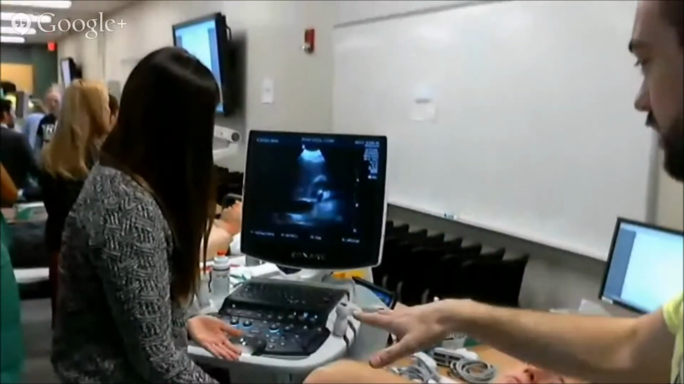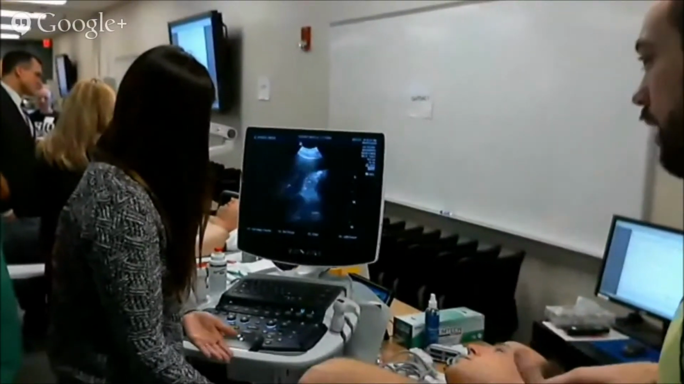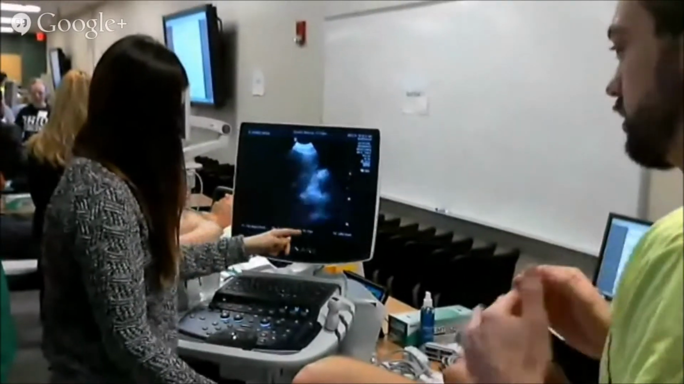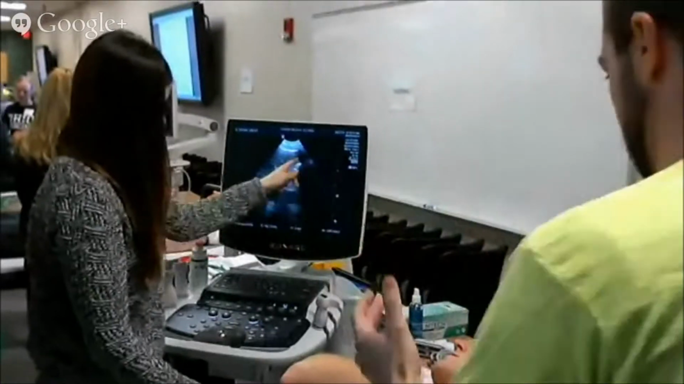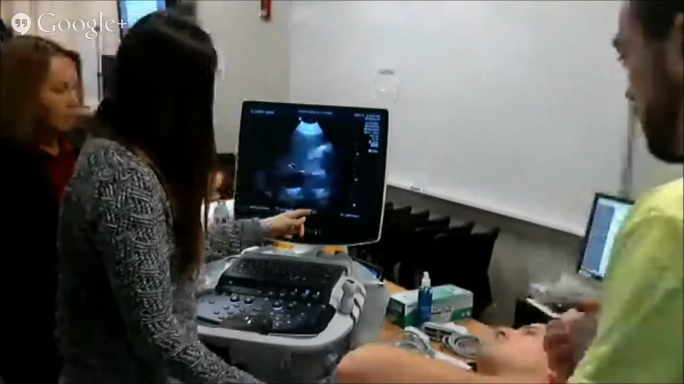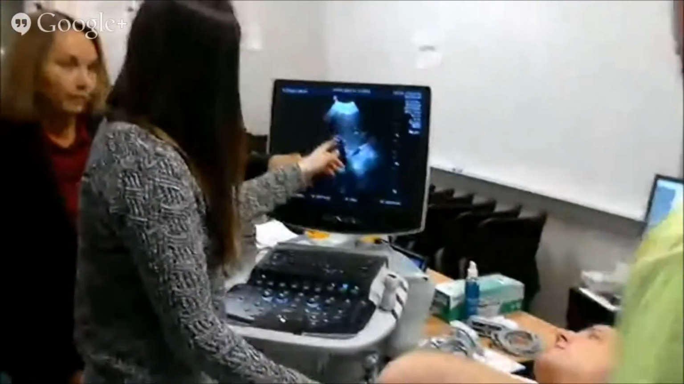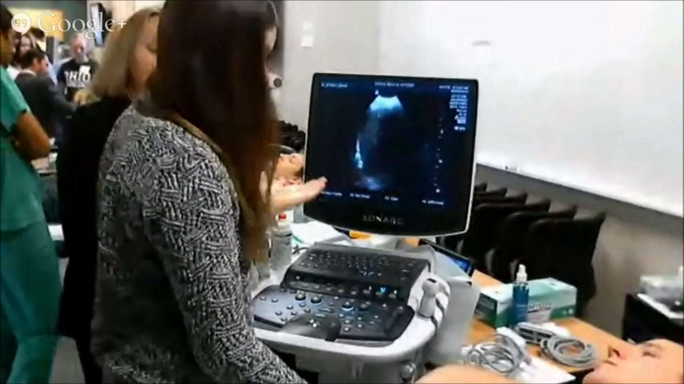So, by all means, play around and scan while I'm talking. I want to make sure that people are getting time to scan, in addition to not just listening to me talk. So you start to get a feel for the probe, a feel for the anatomy. And Denise can also help us as we're talking.